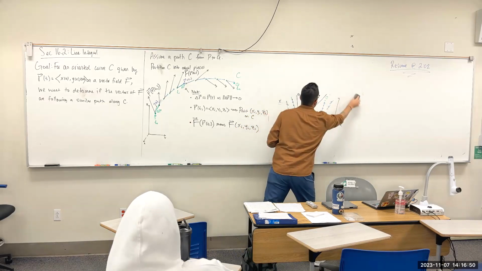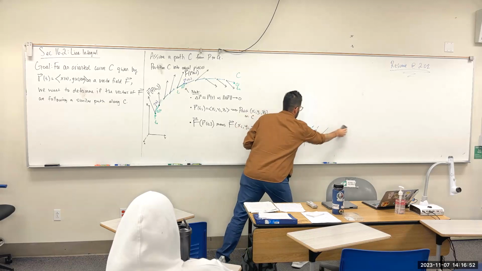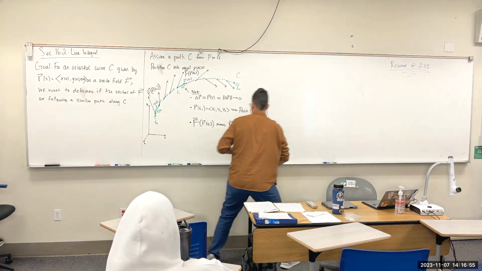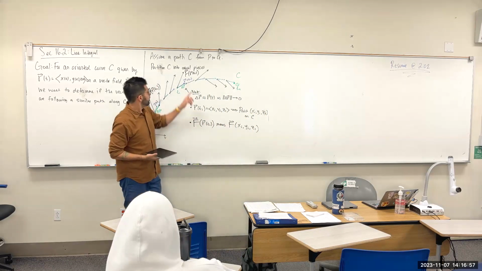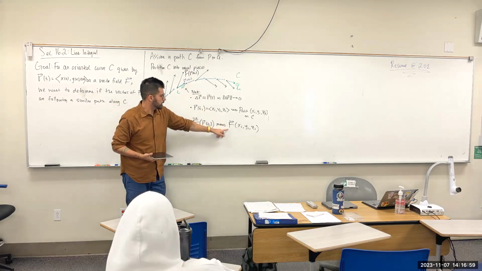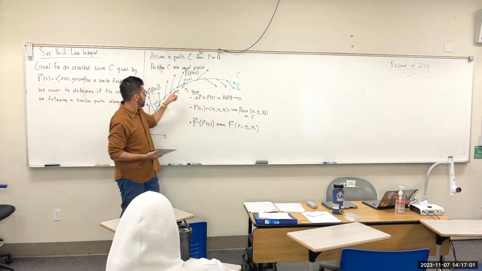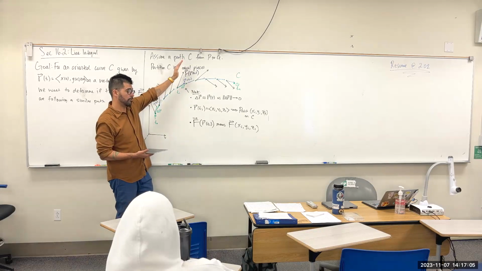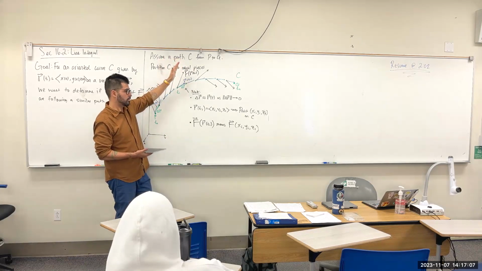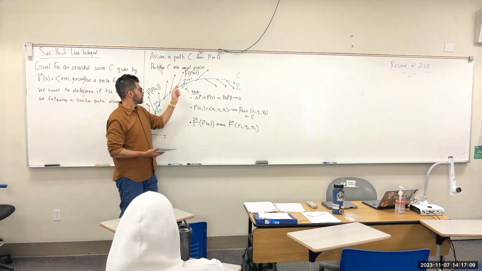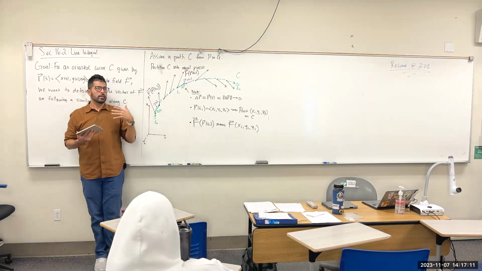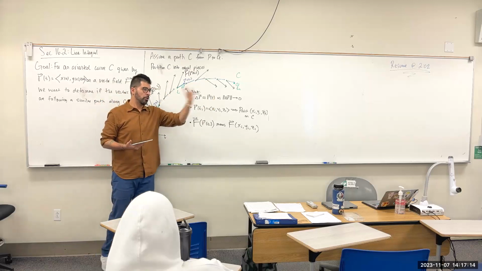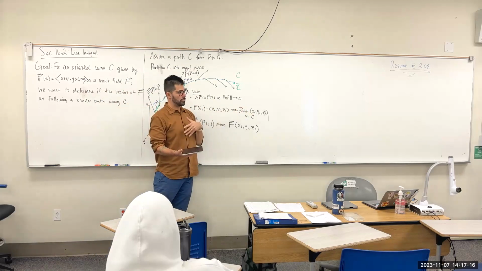So f of r of t_i represents the change of the vector. F of r of t_i means you're plugging that point right there into the vector field, and it gives you this vector of your vector field. So what we want to figure out is, is my curve flowing with my vector field or not?